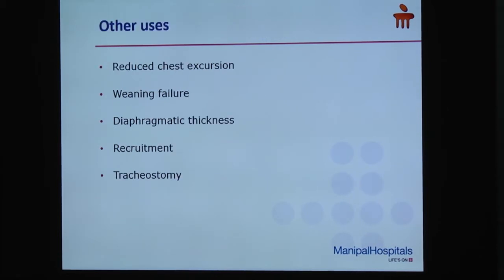Actually, the more lung ultrasound we use, the more applications we find. We can use lung ultrasound to look for reduced chest excursion in a collapse, for example, or a phrenic nerve palsy. We can use it to assess weaning failure. We can assess diaphragmatic thickness in long-term ventilated patients where diaphragmatic atrophy has happened. You will be able to identify that.